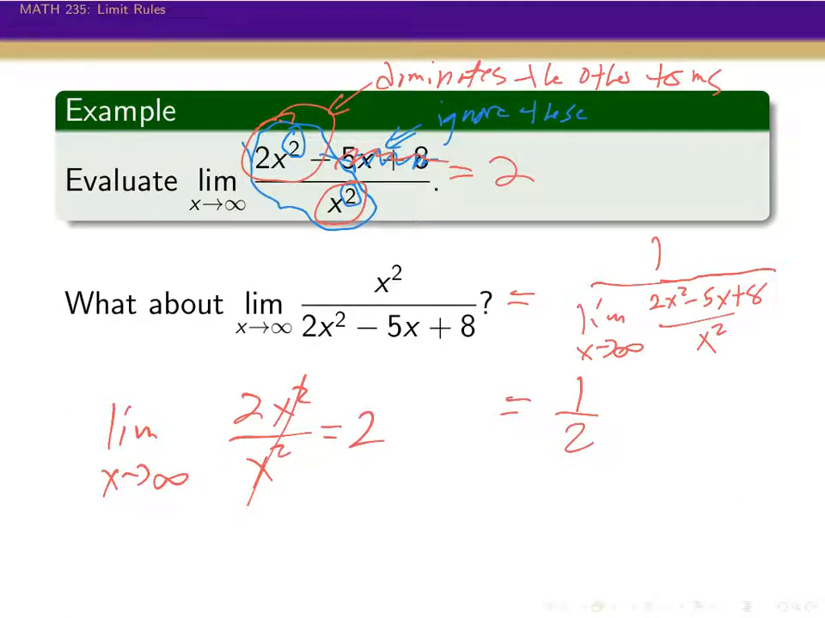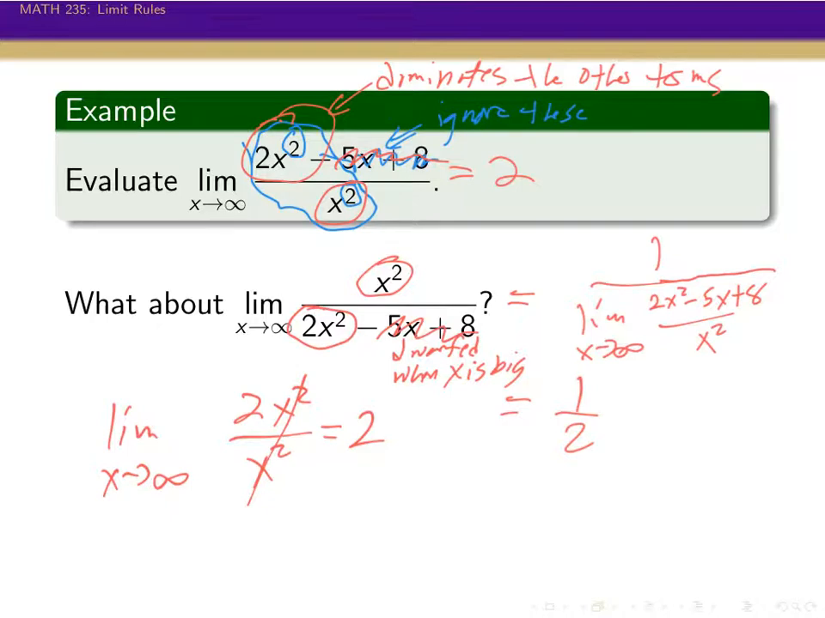Right? When we're doing the reciprocal, it's the same thing, but now their roles have switched. X squared is the only thing I have on top. 2x squared is the dominant term on the bottom. These are getting dwarfed when x is big. The bottom, when x is really big, it's essentially going to be 2x squared. The minus 5x plus 8 is just going to be like an error that's getting smaller and smaller as x gets bigger and bigger.